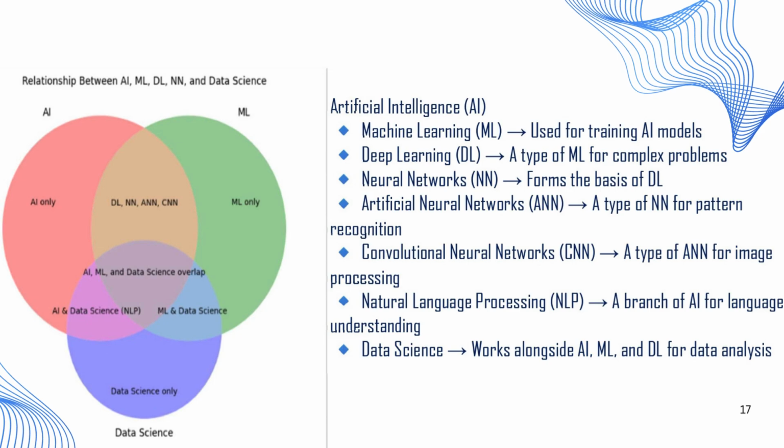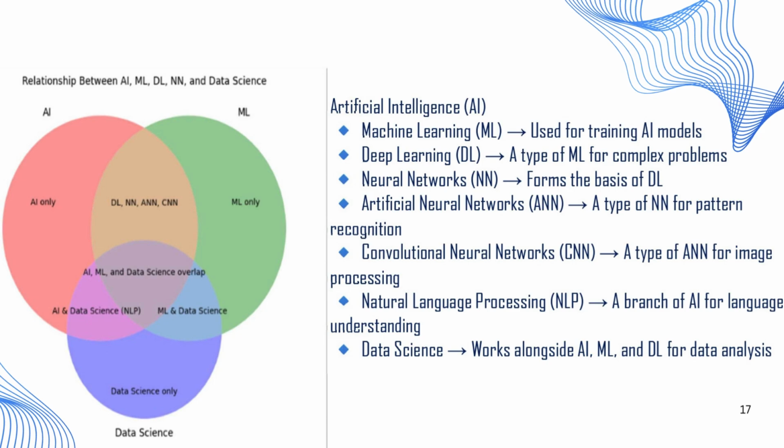Neural networks are the basis of DL, the foundation of deep learning. They consist of layers of nodes that process information. Artificial neural networks, ANN, and CNN are specialized architectures. ANN is general purpose, while CNN is optimized for image and pattern recognition. See how they are interrelated? ANN is for general purpose, and CNN is optimized for image and pattern recognition.